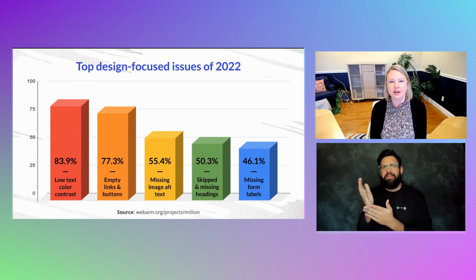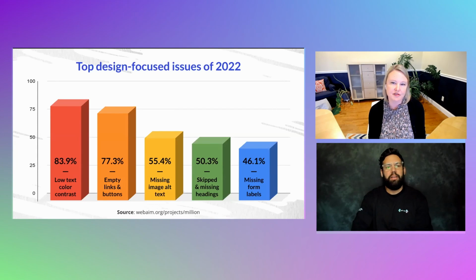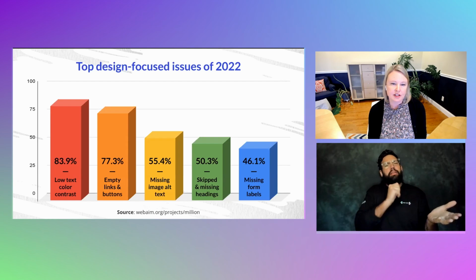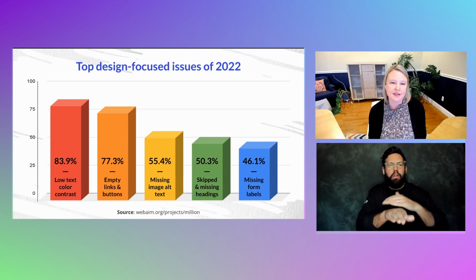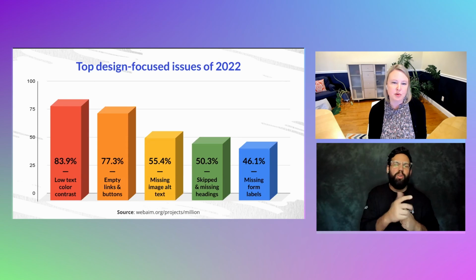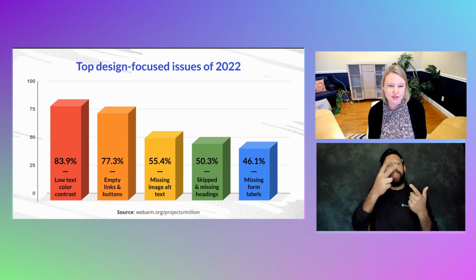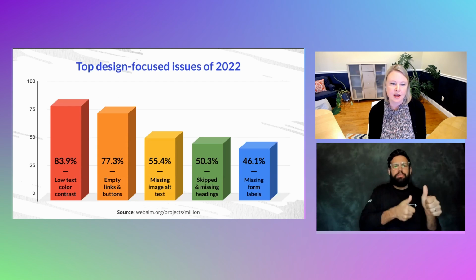If we look a bit deeper at the WebAIM Million data and filter it by issues that can be easily addressed in the design phase, we see the top issues fall into these top 5 categories. So low text color contrast at 83.9%, empty links and buttons at 77.3%, missing image alt text at 55.4%, skipped and missing heading levels at 50.3%, and missing form labels at 46.1%.